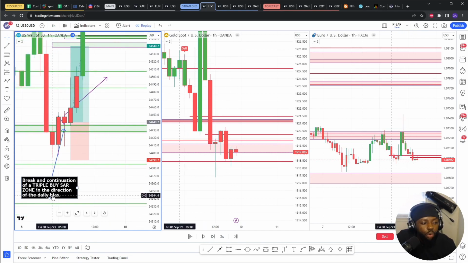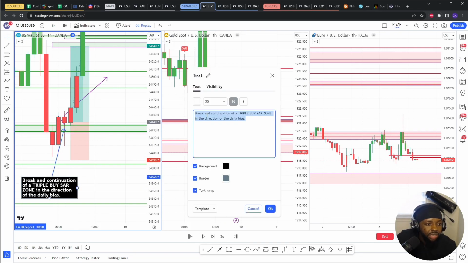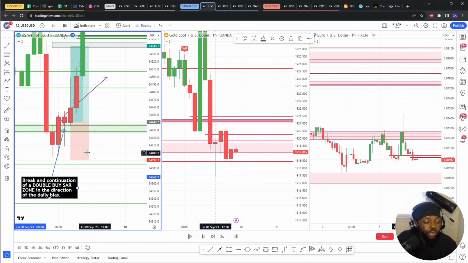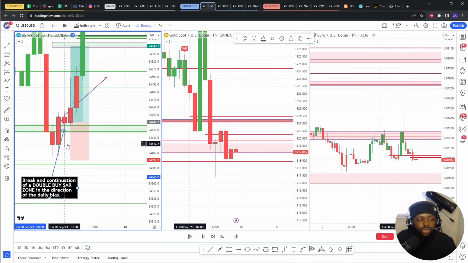So this is an example of break and continuation, and this would have been a double, not a triple, right? Same thing if it was a sell, the opposite way. Next time, because this video is about an hour long, I'll see if I have time to do sells. So you can see that is a break and continuation.